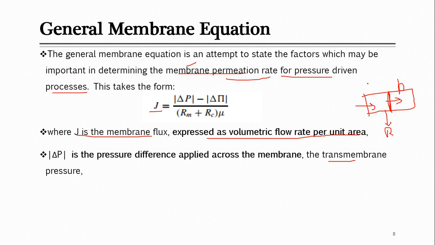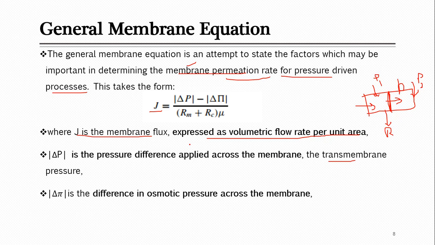So if we have a pressure, definitely there will be some pressure on this side of the membrane and other will be pressure on the other side. So suppose we say P1 and P2, so that's the difference across the membrane. If you see the terminology transmembrane pressure anywhere, it means the difference in the pressure on both sides of the membrane, that's called transmembrane pressure.